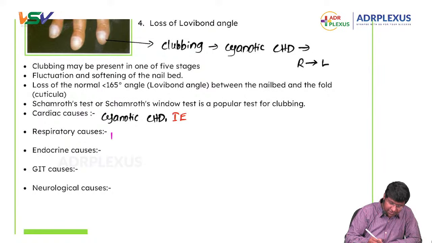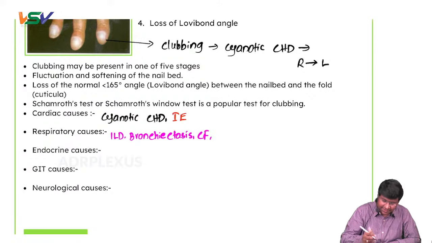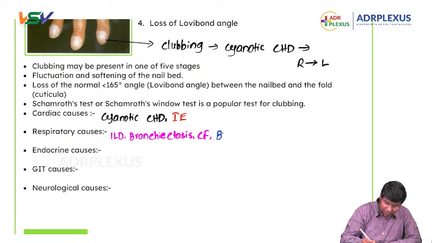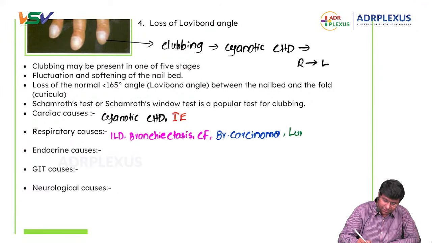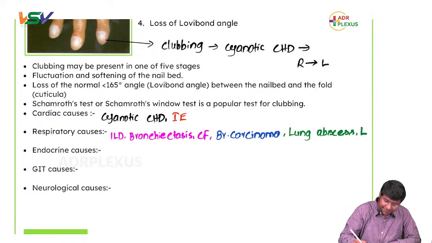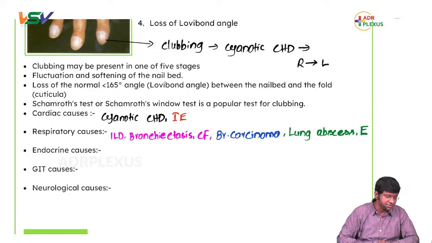Respiratory causes for clubbing will be interstitial lung diseases, also observed in cases of bronchiectasis, cystic fibrosis, bronchogenic carcinoma, lung abscess, and also in patients with empyema. So these are the respiratory causes for clubbing.